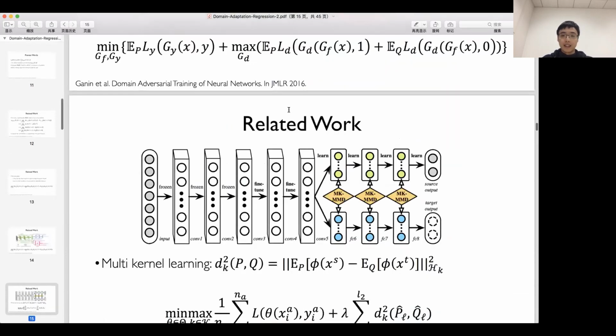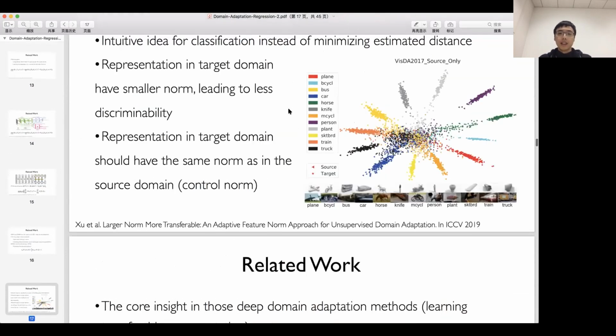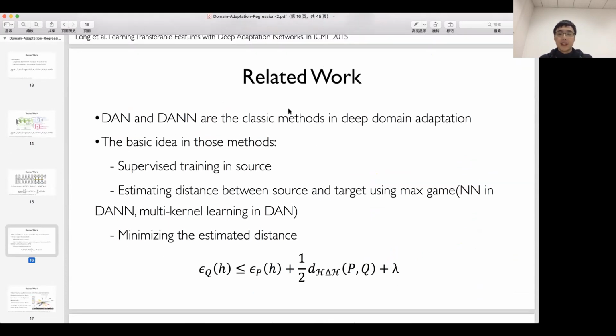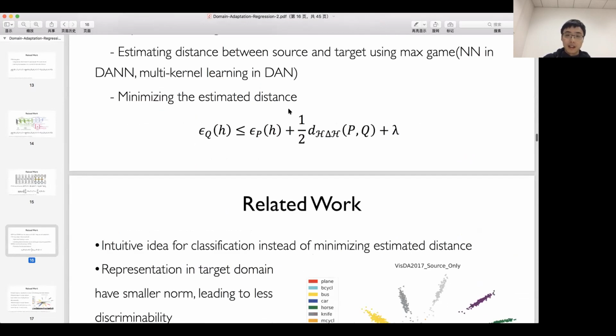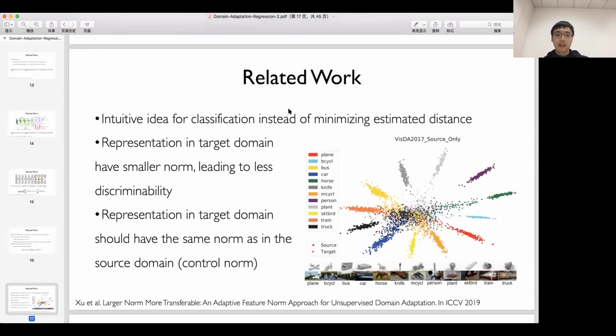So we can find that these works are very similar. They just try to estimate distance and then try to minimize the estimated distance. And in the literature, there are also many works that use an intuitive idea for classification instead of minimizing estimated distance. For example, this is an ICCV paper. It just tries to use visualization techniques to show what properties of feature representations are good for classification.